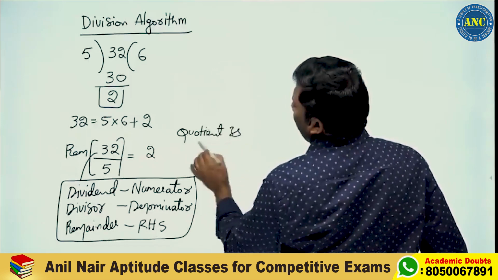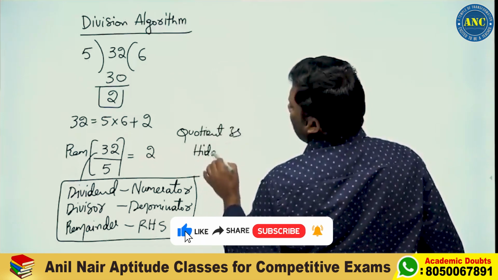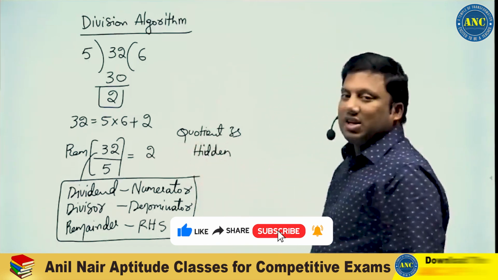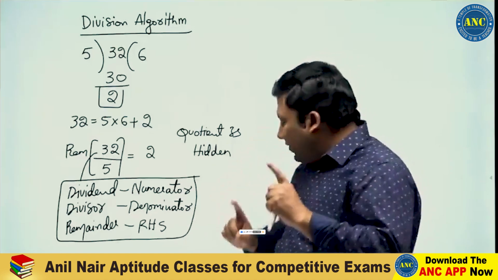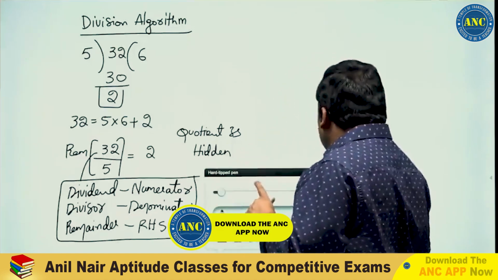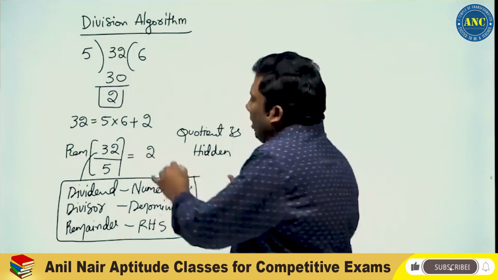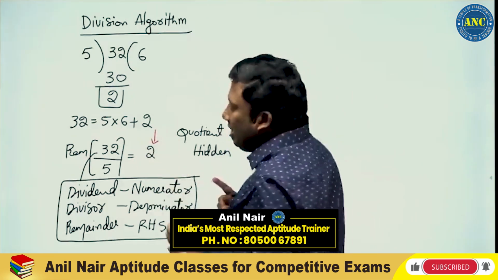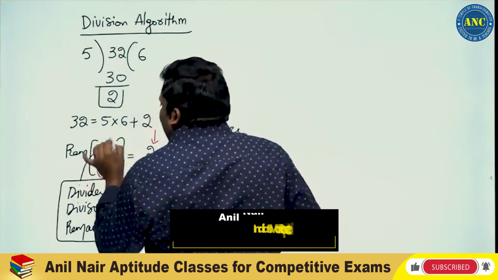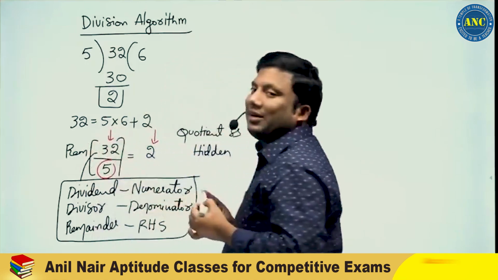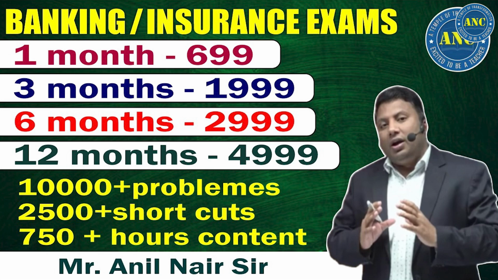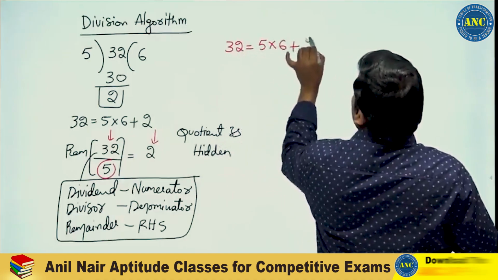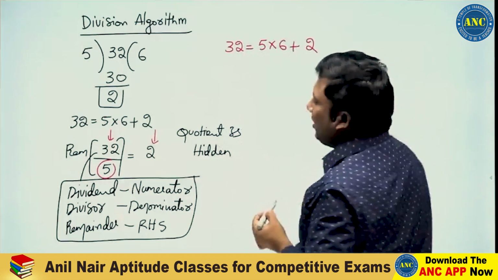Quotient is hidden. How many times does 5 go in 32? 6 times. That 6 is not written here. Very, very important key point. RHS, whatever you are getting, that is called the remainder. Denominator is called the divisor. The number present in the numerator is called the dividend. So 32 can be written as 5 into 6 plus 2.